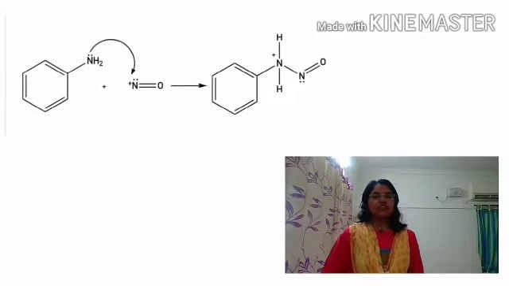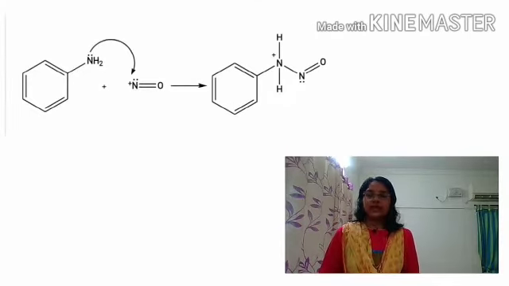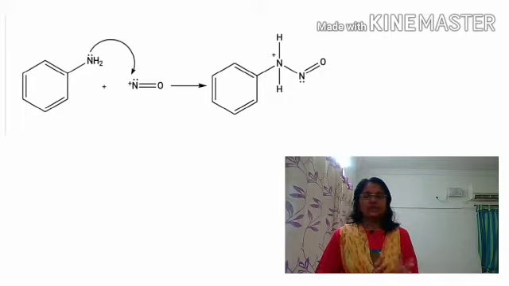After the formation of the nitrosonium ion, that is NO+, it starts attracting the aromatic amine, that is aniline. And this aromatic amine nitrogen atom has a lone pair of electrons and it attacks the NO+, the nitrosonium ion, creating a bond between them and resulting in the formation of this compound.